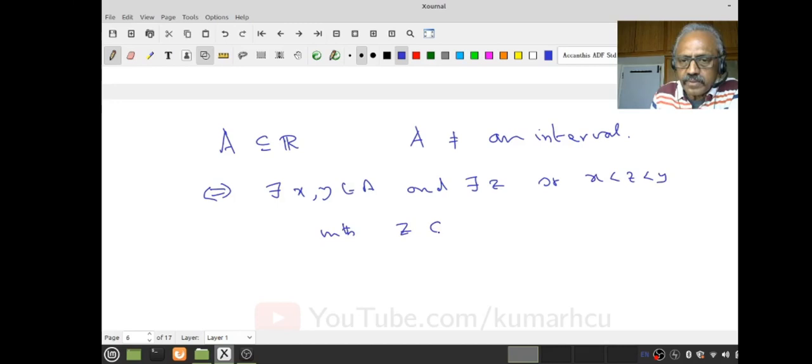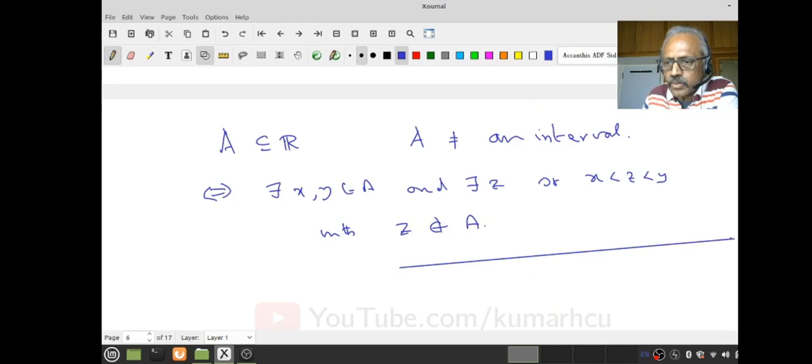Do you understand this? So let us look at the picture again. I have x and y, maybe this is y, this is x, I don't care. There is a z, and this z is between x and y. This belongs to A, this belongs to A, but this does not belong to A, right?